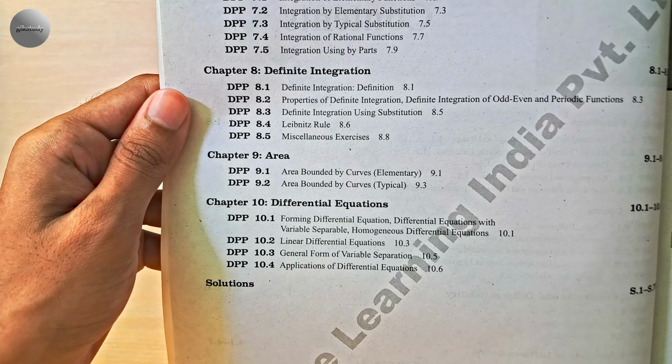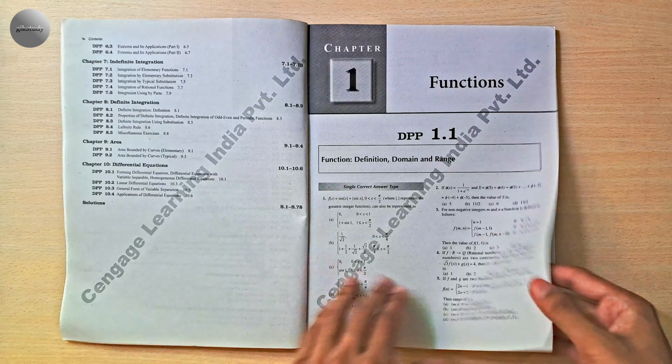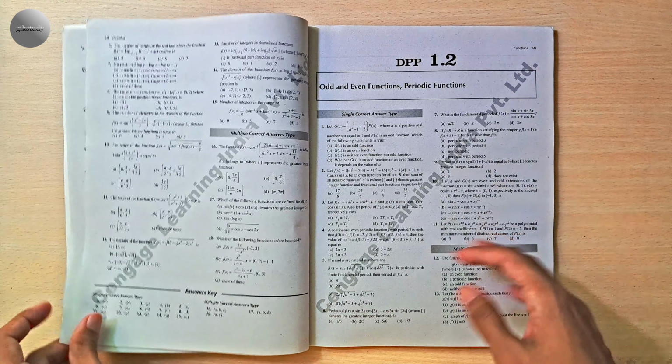And after that you get the solutions. And there are several DPPs for each of the chapters. Okay, here you can see in the DPP first you get different types of questions.